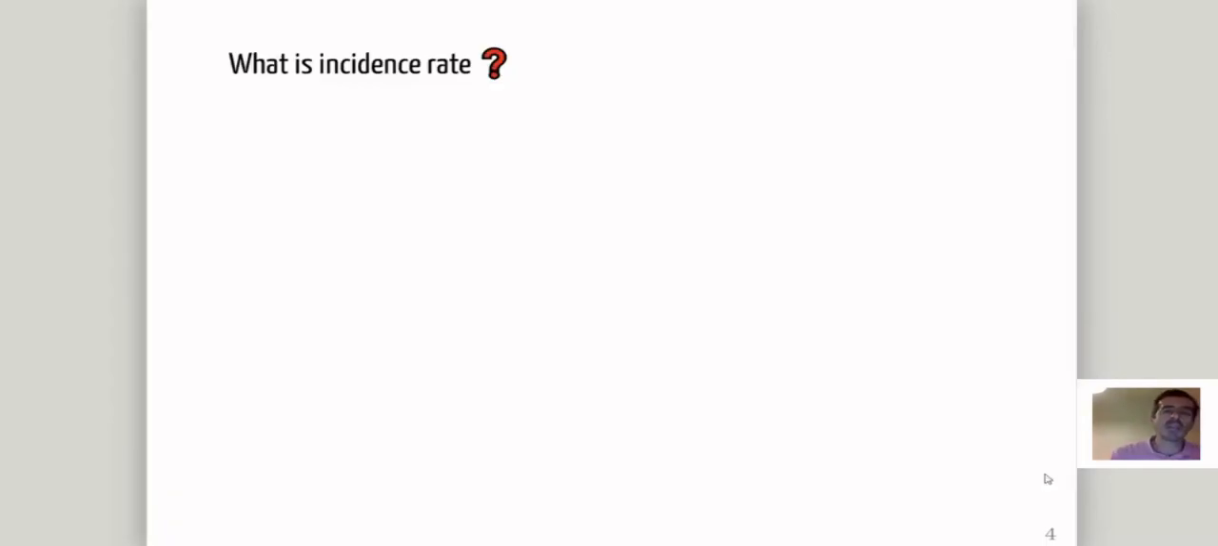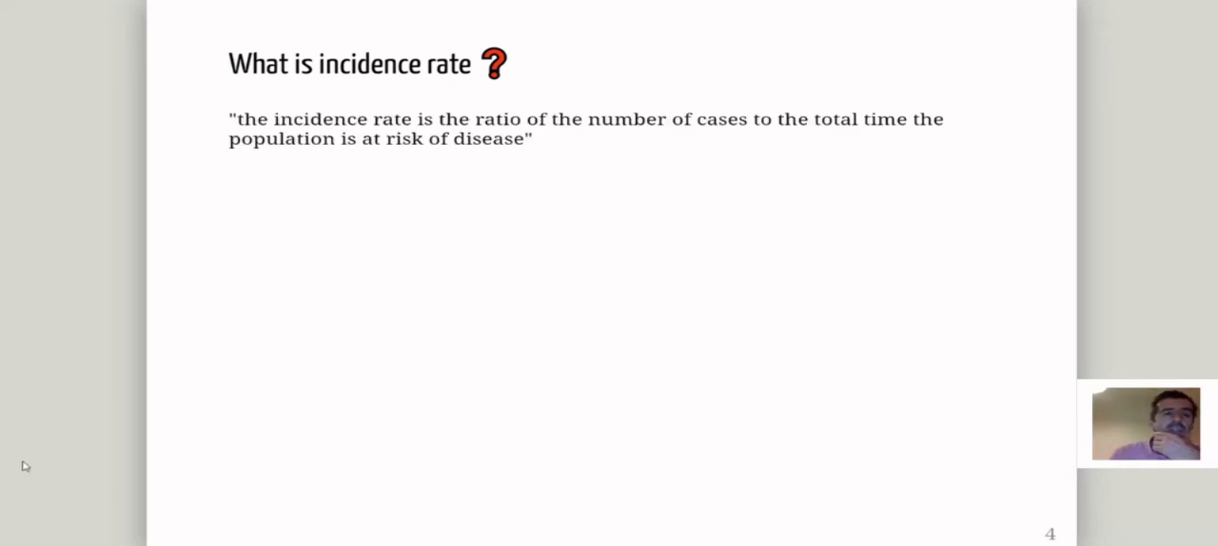So what is incidence rate? An incidence rate tells you how quickly a disease occurs in a population. So a formal definition of incidence rate is the ratio of the number of new cases to the total time the population is at risk of disease. Well, this is the definition. And we will look at this definition by an example.